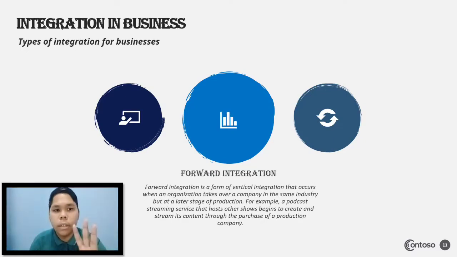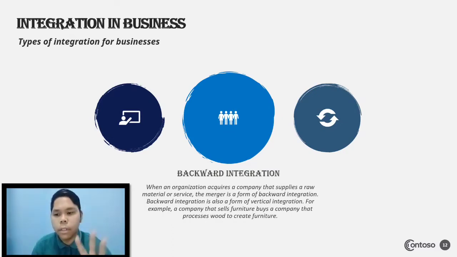The third one is forward integration. Forward integration is a form of vertical integration that occurs when an organization takes over a company in the same industry but at a later stage of production. For example, a podcast streaming service that hosts other shows begins to create and stream its own content through the purchase of a production company. The fourth is backward integration.